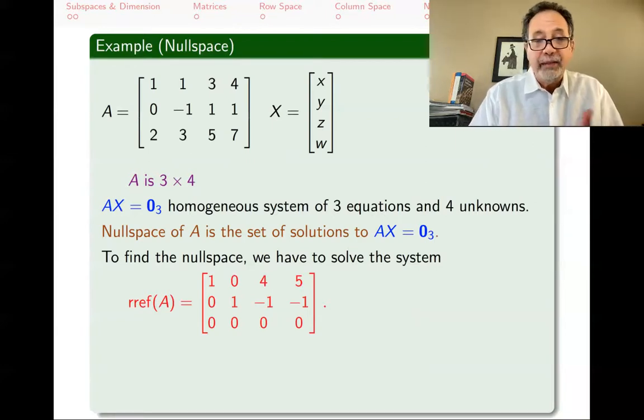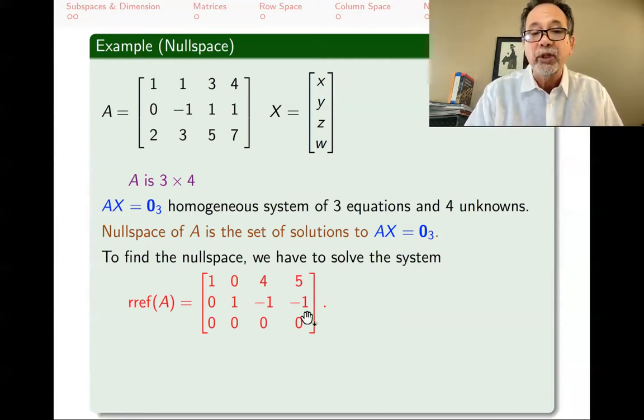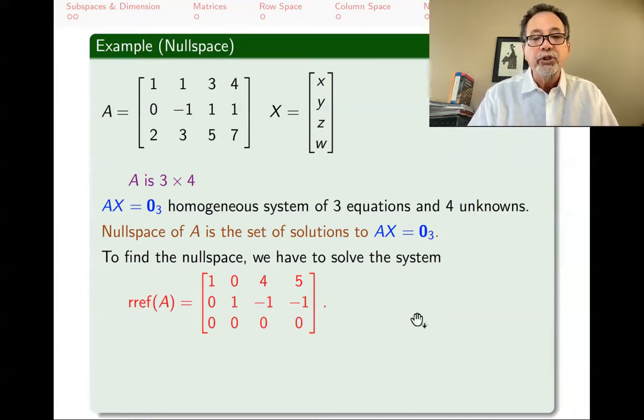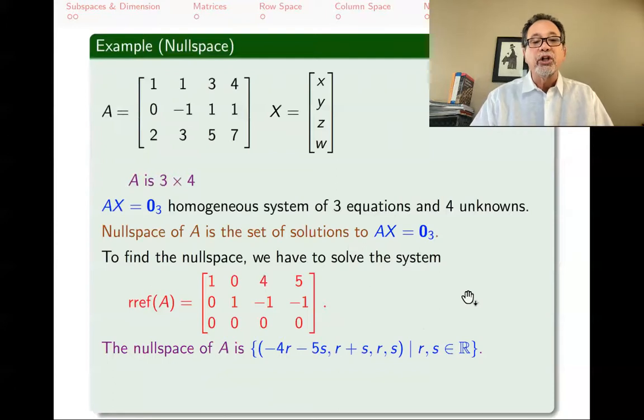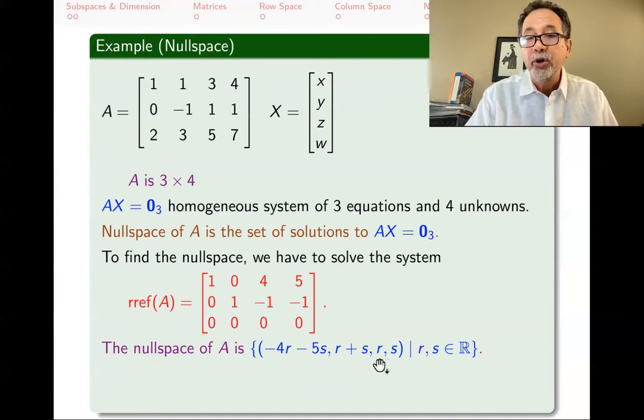And then at that point, the columns that do not have a leading one are non-basic variables. They are free variables. You can let them be anything you like, and you can solve the columns with a leading one in terms of them. So if you do that, what you will get is that the null space is this set of vectors in R4. So again, the last two entries, Z and W, or R and S, are arbitrary real numbers.